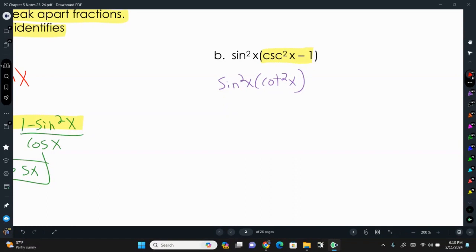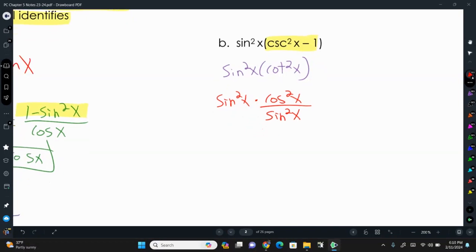So now we know that cotangent is really cosine over sine. So cotangent squared x is cosine squared over sine squared. And then the sine squares will cancel, and we are left with cosine squared x.